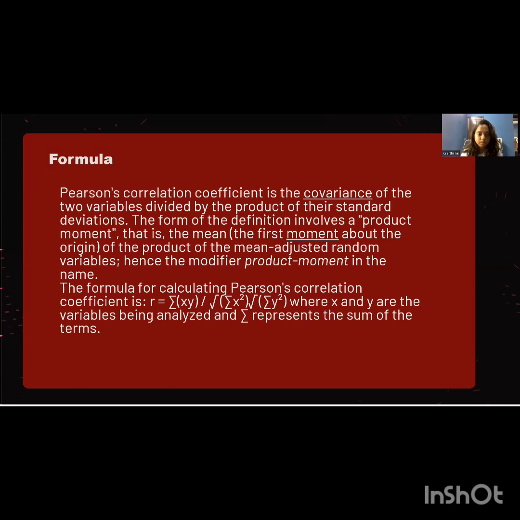Formula. Pearson's correlation coefficient is the covariance of the two variables divided by the product of their standard deviations. The form of the definition involves a product moment, that is, the mean of the product of the mean-adjusted random variables. Hence, the modifier product moment in the name. The formula for calculating Pearson's correlation coefficient is r equals summation xy divided by root of summation x square into root of summation y square, where x and y are the variables being analyzed and summation represents the sum of the terms.